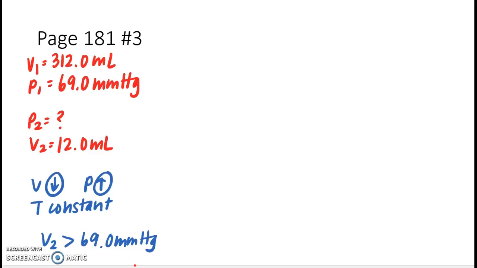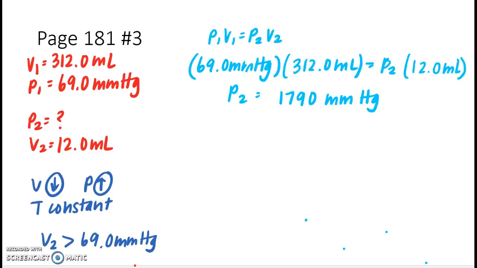Let's write our formula and then sub in our values. Then you solve and you get pressure is 1790 millimeters of mercury. You only need 3 sig figs, that's why I rounded that way. And that number definitely is greater than 69, so this value satisfies my prediction. So I'm going to call this my answer.